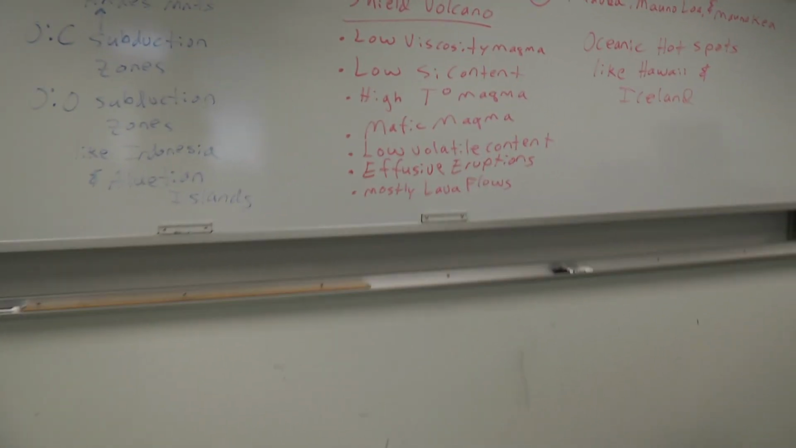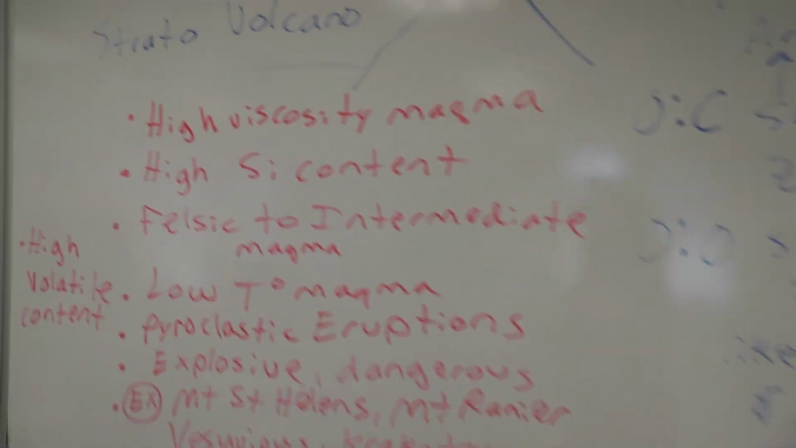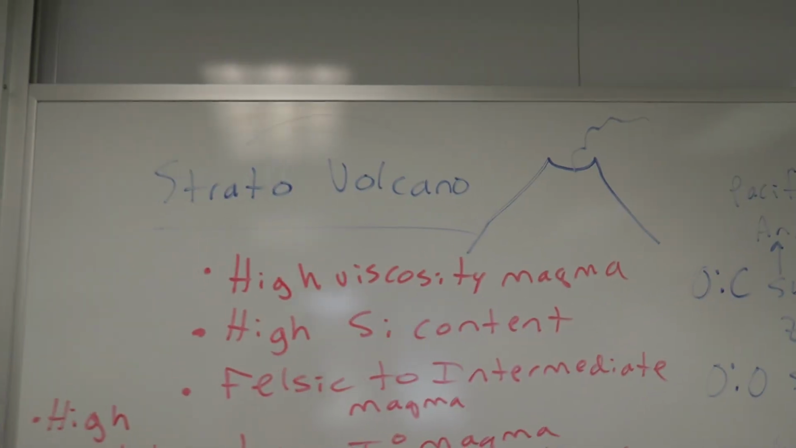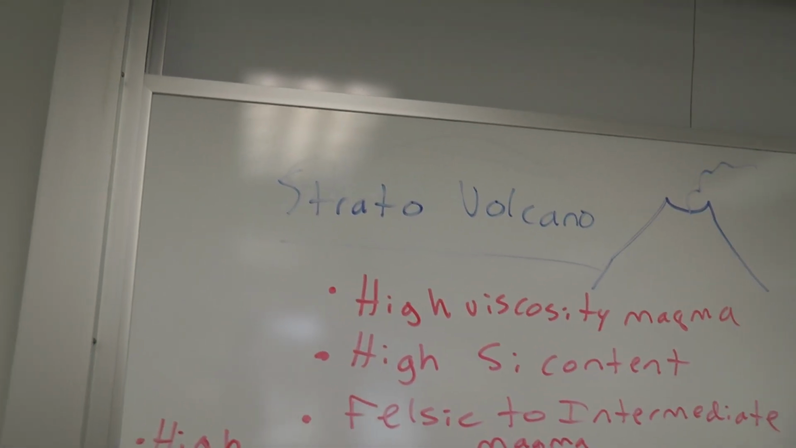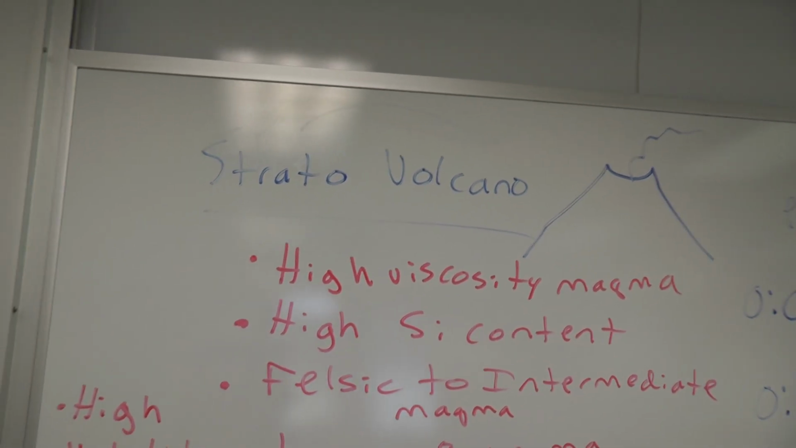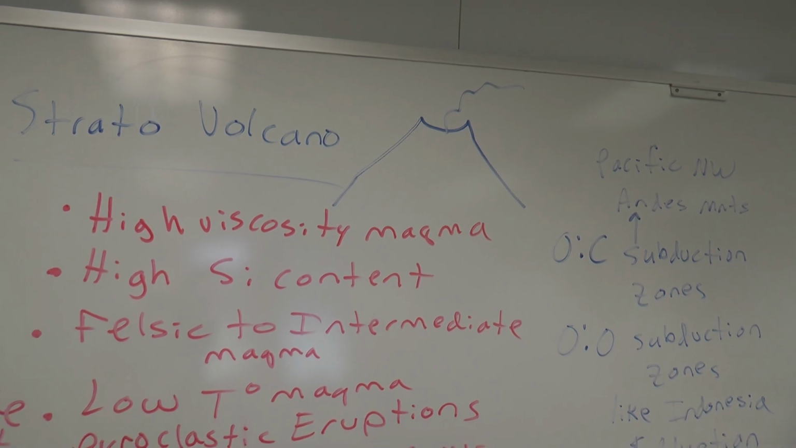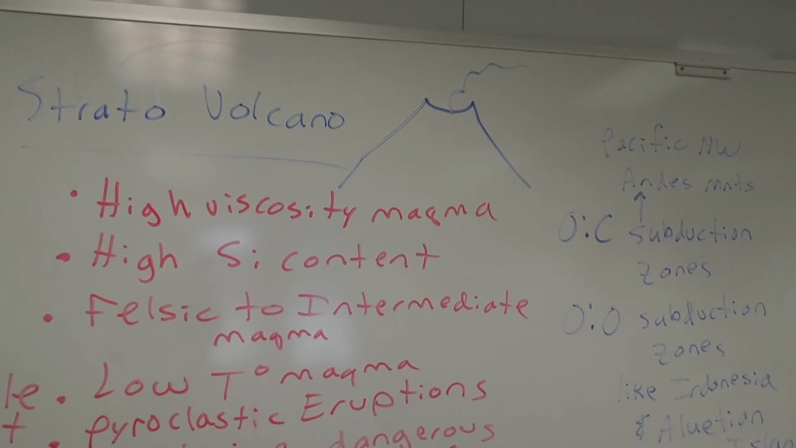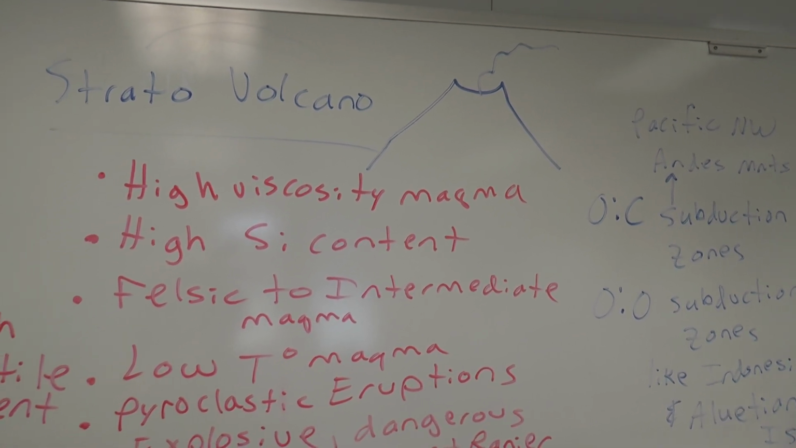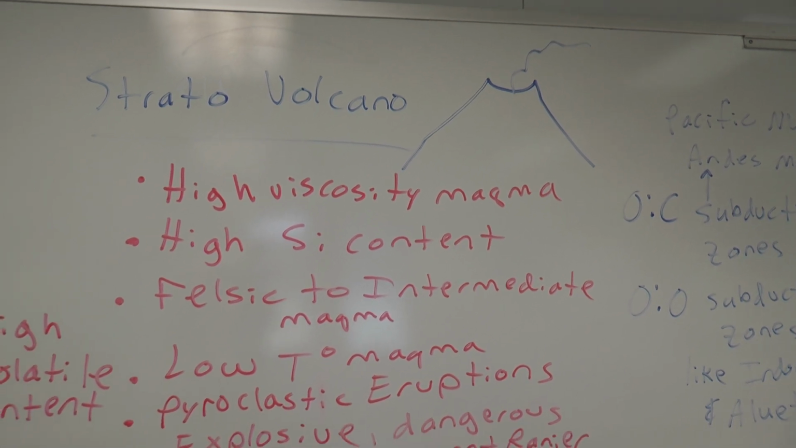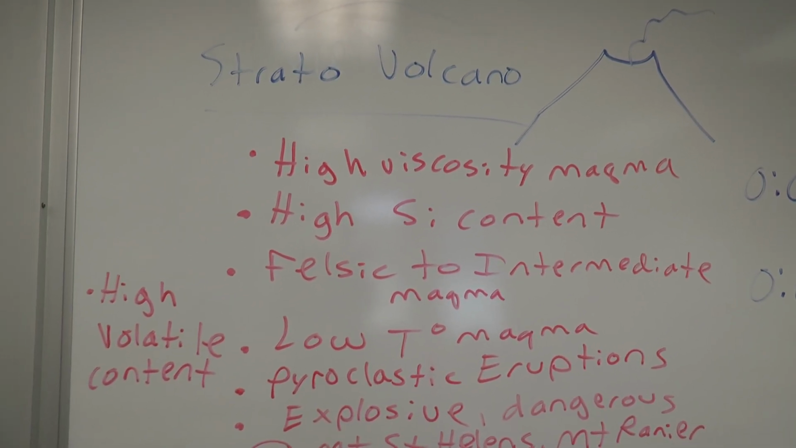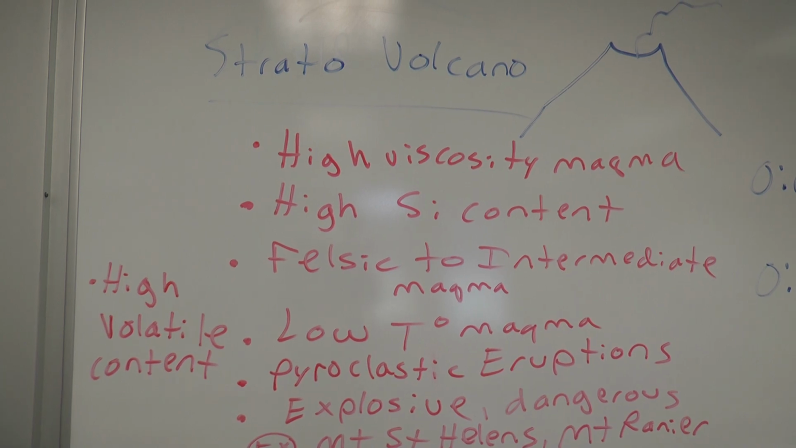We're going to begin with the stratovolcano. There's some glare in this room, it's kind of hard to avoid. Stratovolcano, as you see in my crude drawing here, has your classic volcano shape. It's a cone shape. We expect to find a crater at the top. So let's start going through our main bullets here.